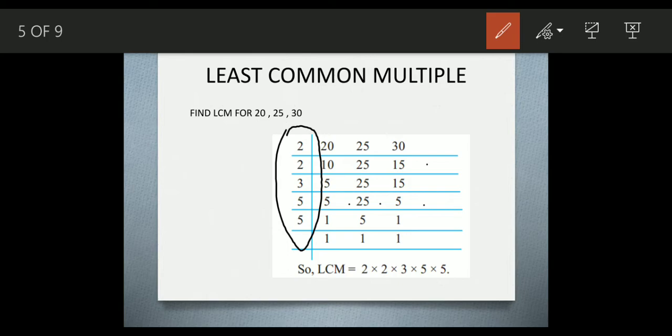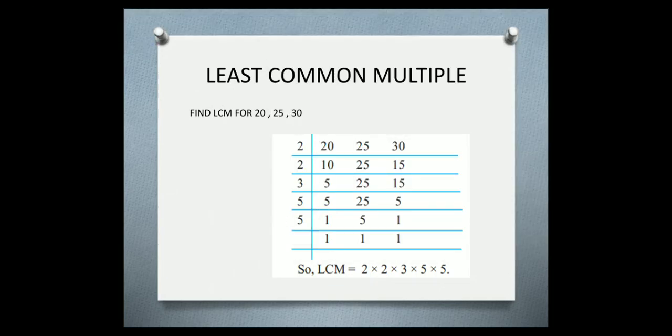I'll get 300. So my answer for the LCM of 20, 25, 30 is 300, which means that the least common multiple for these 3 numbers is 300. So before 300 I don't have any common multiple. 300 is the first common multiple for these 3 numbers.